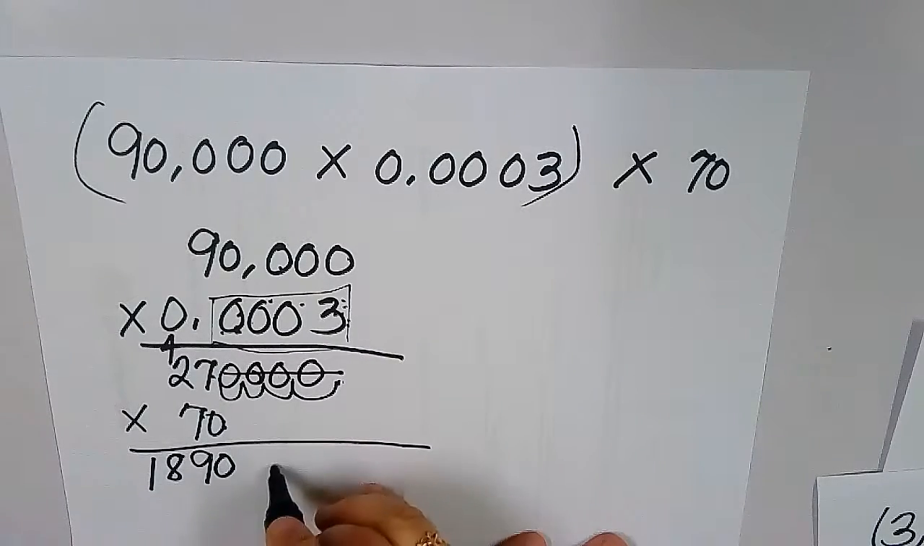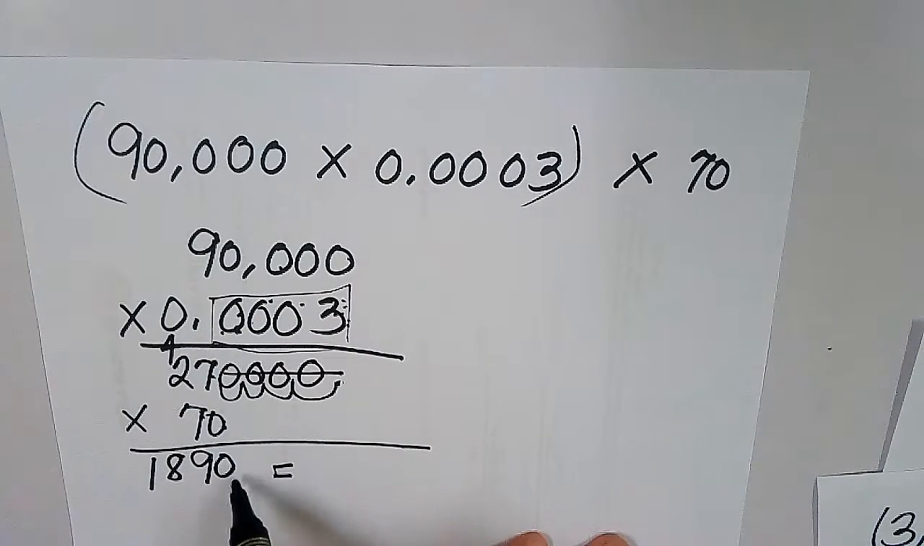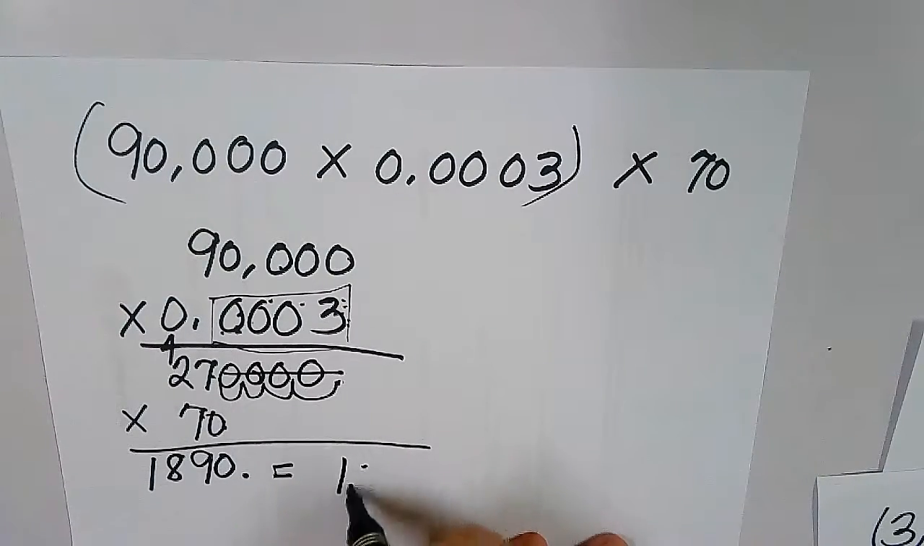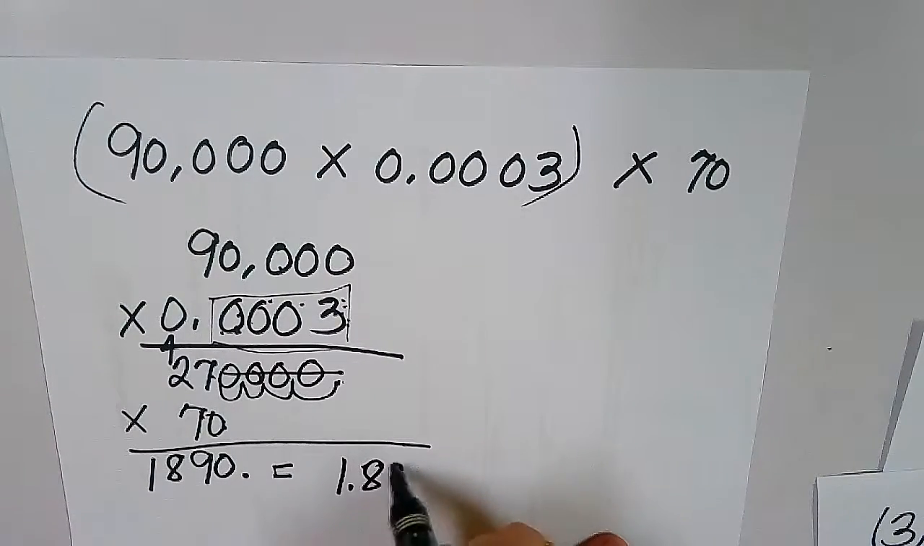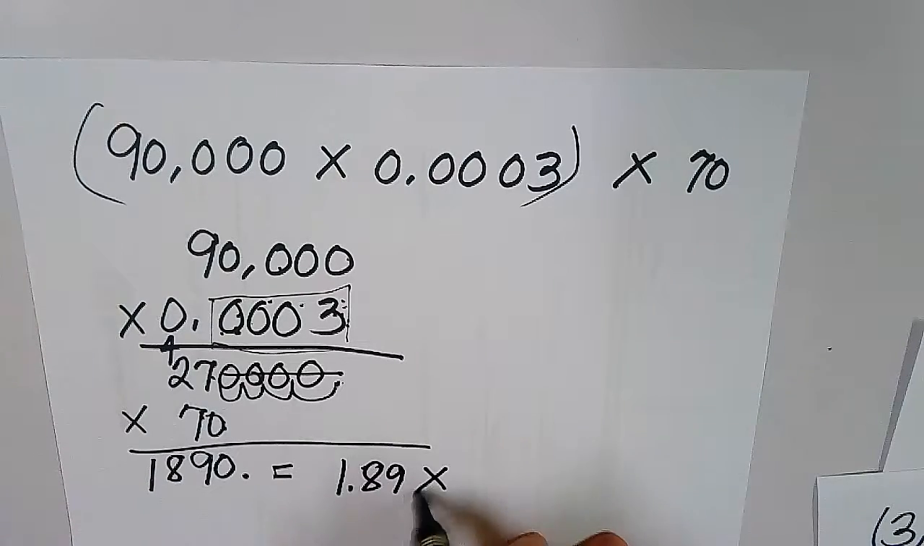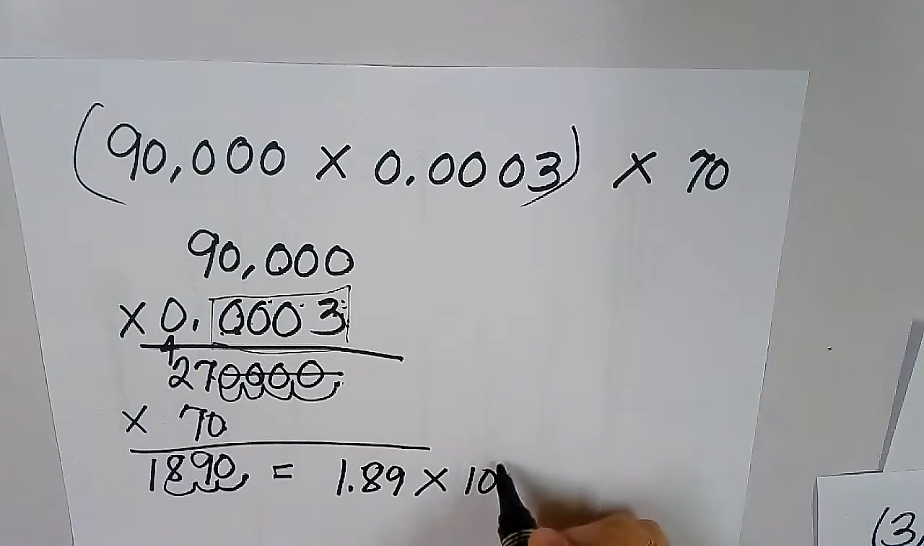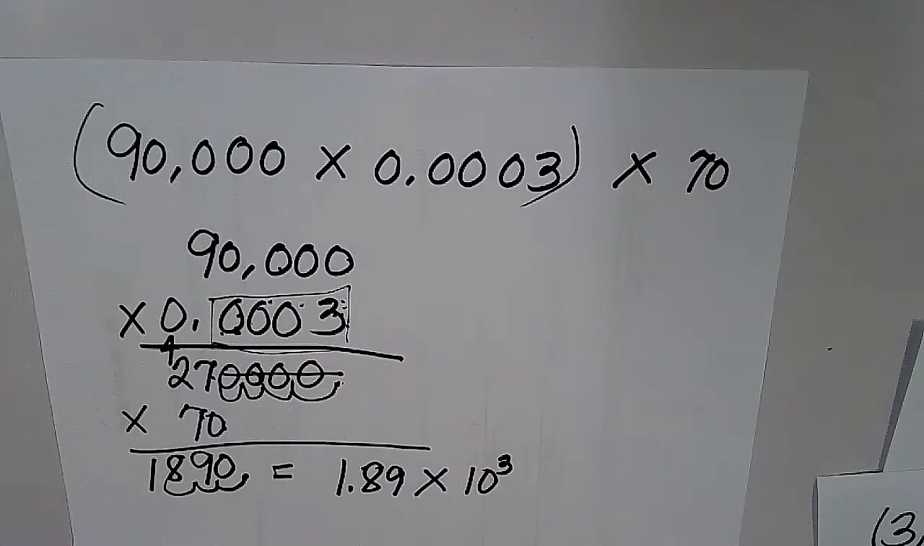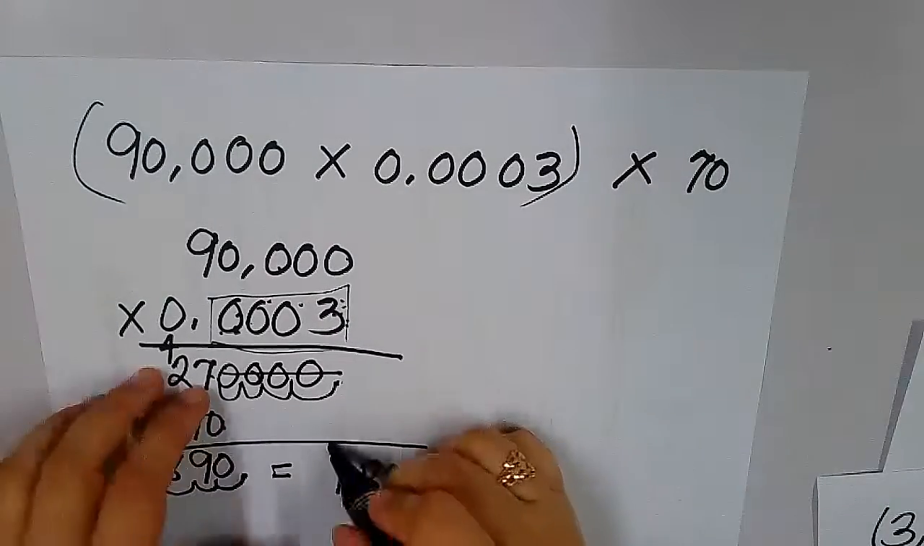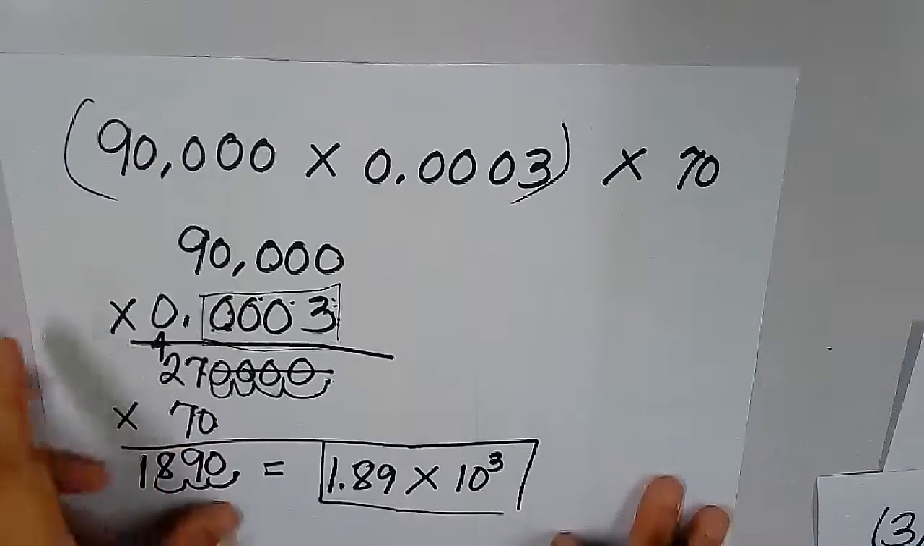We are going to convert this to scientific notation. So, in converting this, nandito ulit yung decimal point. Get the significant digit. So, 1.89 times 10. Then, let us move the decimal point. 1, 2, 3. So, 1.89 times 10 cubed. Okay, this one is our answer.